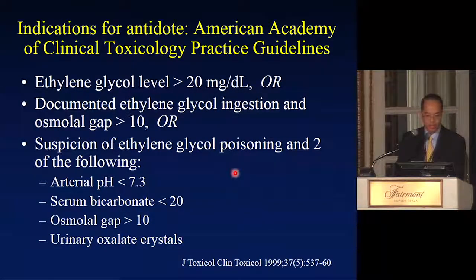So the indications for giving fomepizole or ethanol are shown here. Generally, one should have a low threshold. Oftentimes, we have patients who have an osmolar and anion-gap acidosis. We send the ethylene glycol level, but it hasn't come back. You should not wait for that to come back. If you have a reasonable clinical suspicion, you really need to start the fomepizole immediately.